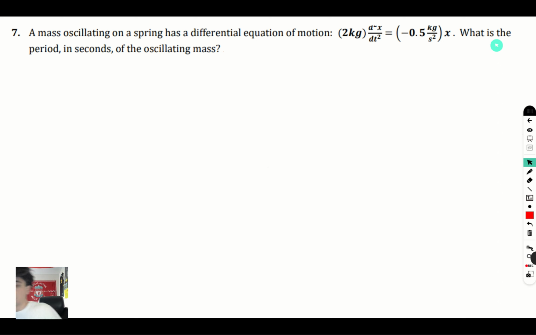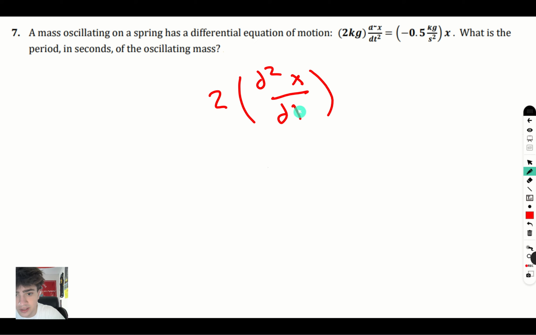Alright, so the first step we're going to want to take is to rewrite the equation but without the units, so it looks a little more simple. We'll have 2 kilograms, you can just write as 2, d2x over dt squared is equal to negative 0.5 x, and from here we know that the d2x dt squared is just the second derivative of the position function, which will give us acceleration.